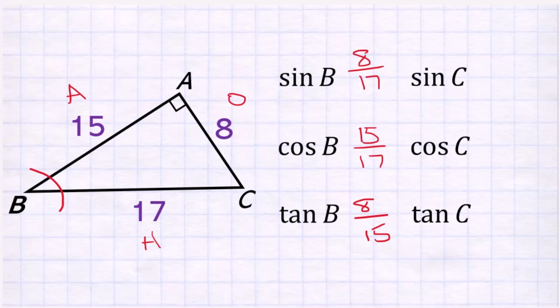Switching to the other angle in this triangle, which is C over here. Making some adjustments because the opposite and adjacent are going to change. Hypotenuse stays the same, but now 15 is the opposite side and 8 is the adjacent side. Sine is going to be 15 over 17.